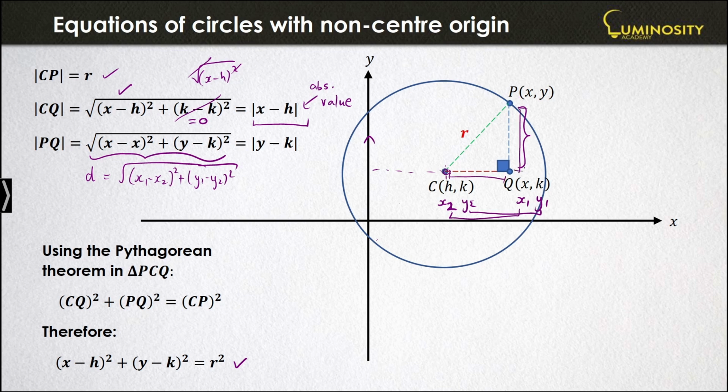Okay. So if I use the Pythagorean theorem on this triangle PCQ, then this distance CQ squared, which we know is x minus h, so x minus h squared, plus the distance PQ, which we worked out to be y minus k, so y minus k all squared, equals the hypotenuse r squared. But what we've done is derive the formula of the equation of a circle with non-origin center. All right.